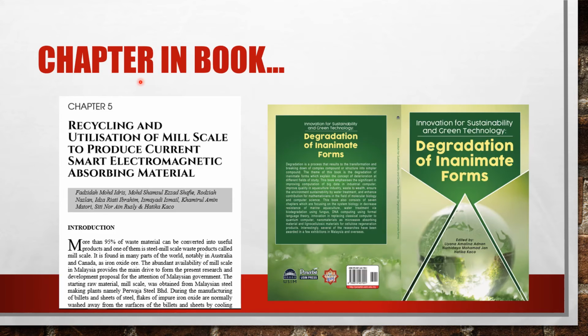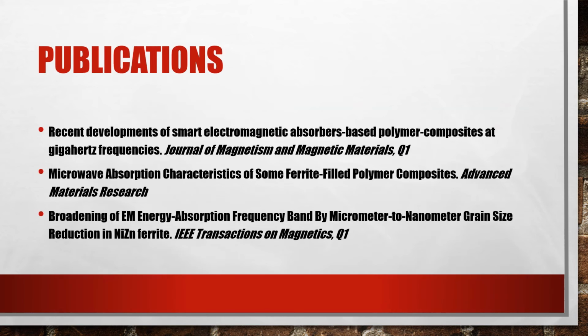We also published a chapter in a book, chapter 5, Recycling and Utilization of Mill Scale to Produce Current Smart Electromagnetic Absorbing Material. The title of the book is Degradation of Inanimate Forms, under Innovation for Sustainability and Green Technology. These are some of the publications, and there are also other publications related to this project.